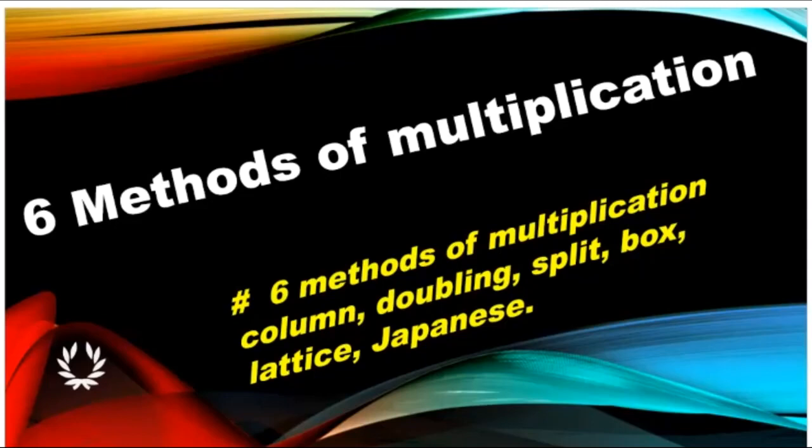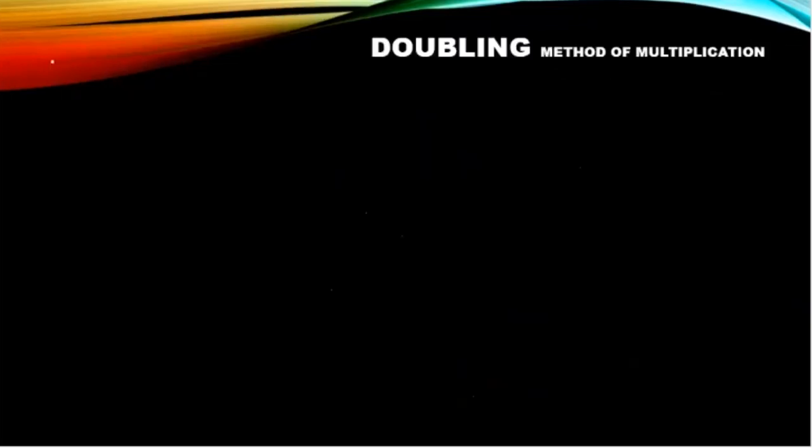6 methods of multiplication. Children, today we are going to see 6 methods for multiplication. First is column method, doubling method, split method, box multiplication method, lattice multiplication method, and the last is Japanese multiplication method. So let us start with the doubling method.